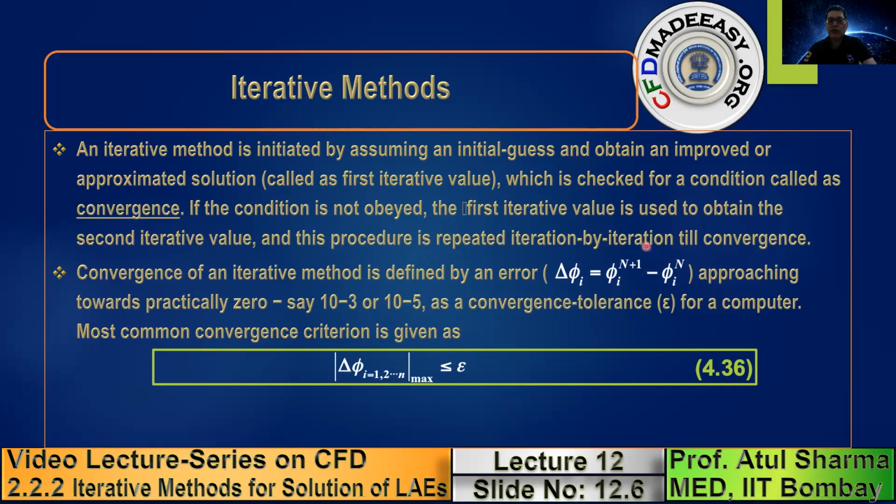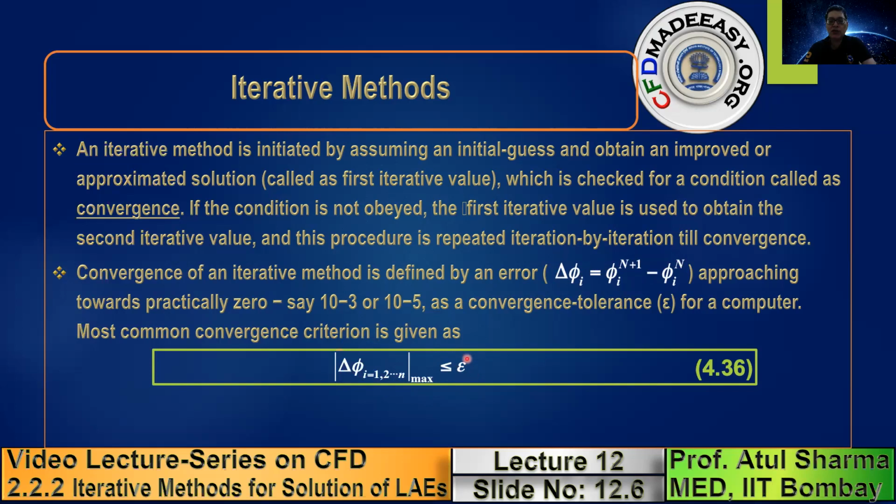Then you take the difference of the first iterative value with the initial guess. So if you have 10 different unknowns, you will have 10 such deltas. So when i is varying from 1 to 10, you will have 10 differences, and you pick the maximum of that, and that maximum, if it is less than what we call practically zero, this epsilon we call it, defined as a practically zero.